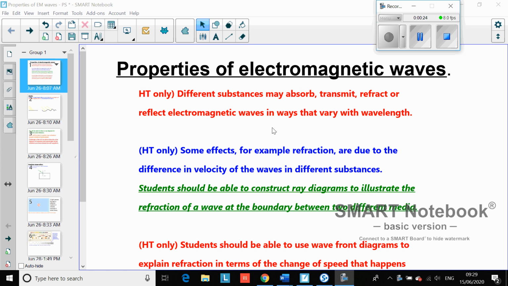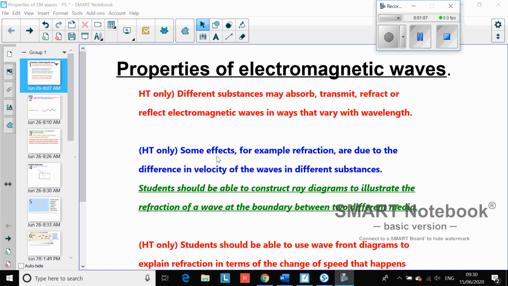For the higher tier paper, you need to understand that different substances may absorb, transmit, refract, or reflect electromagnetic waves in ways that vary with wavelength. So what that means is, whereas some substances might absorb radio waves, they might allow radio waves to transmit through them. A good example is glass. Glass will absorb infrared, which is in your electromagnetic spectrum, but will transmit visible light. That's why we can see through glass, but we can't actually feel any heat directly from it.